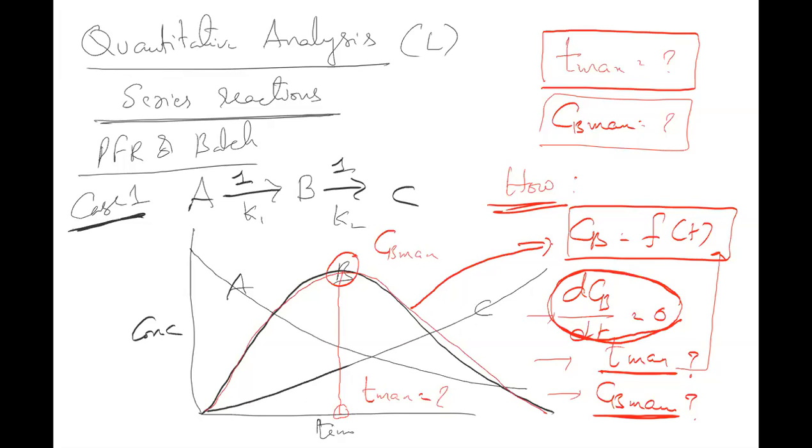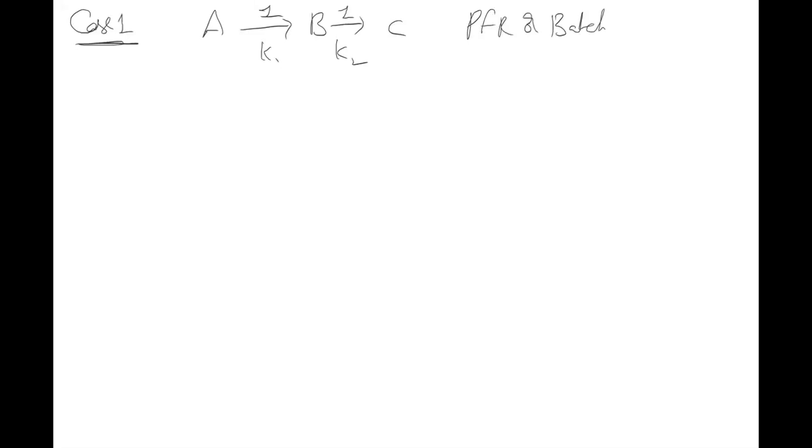Now we'll do it for case 1, and we are doing it for PFR or batch reactor. Like this, you can do it for multiple cases. Case 1: A gives B gives C, first order, first order. This is K1, this is K2. We are doing it for PFR or batch reactor. Clear?